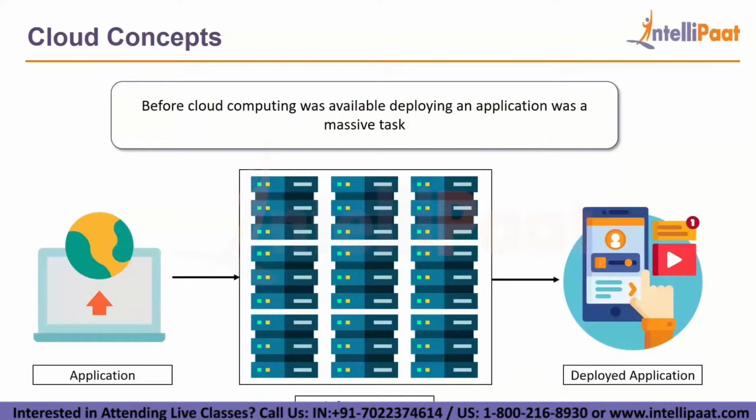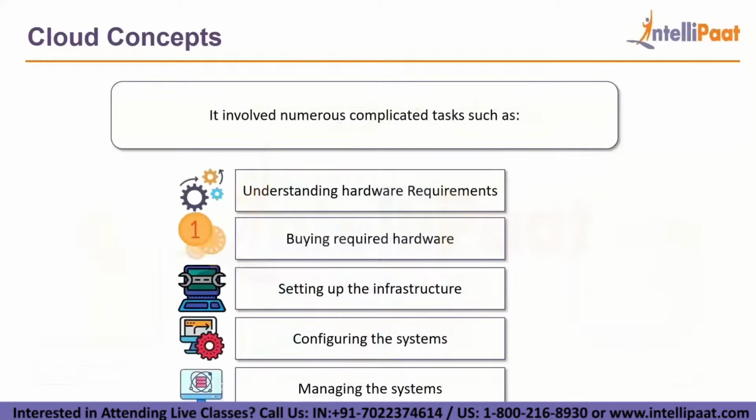So as you can see in the diagram below, we would firstly have an application, we would have to set up an infrastructure, and then the deployed application can be accessed by the required target audience. It could be an alpha version, it could be a beta version, or it could be a fully deployed application. Regardless of the workload that you are trying to target, you still would have to set up an infrastructure component on which you can deploy the application. This involved numerous complicated tasks which made things really difficult.